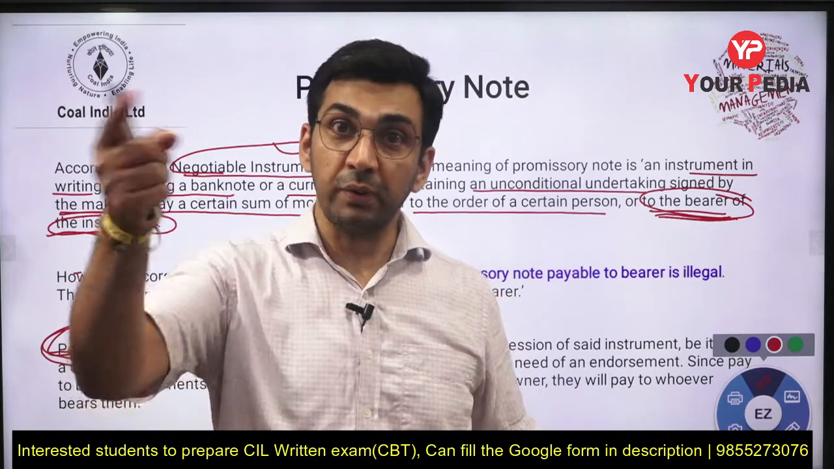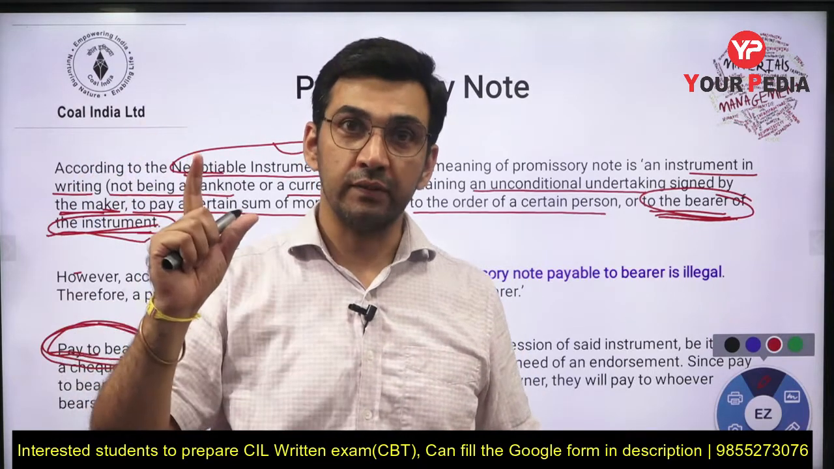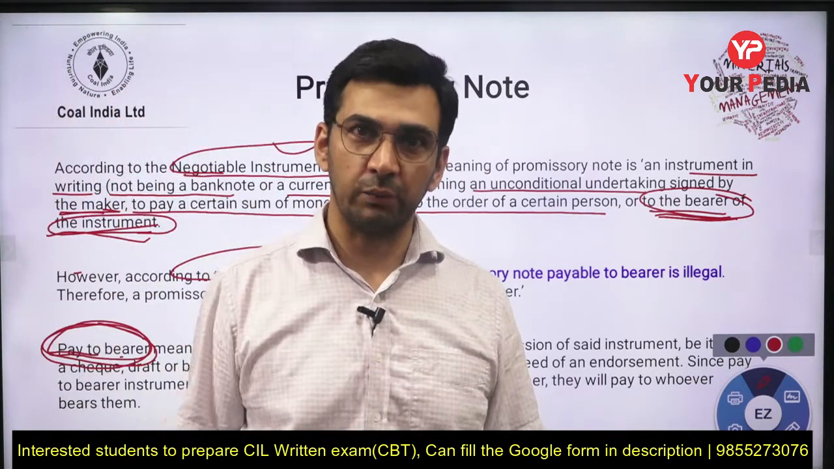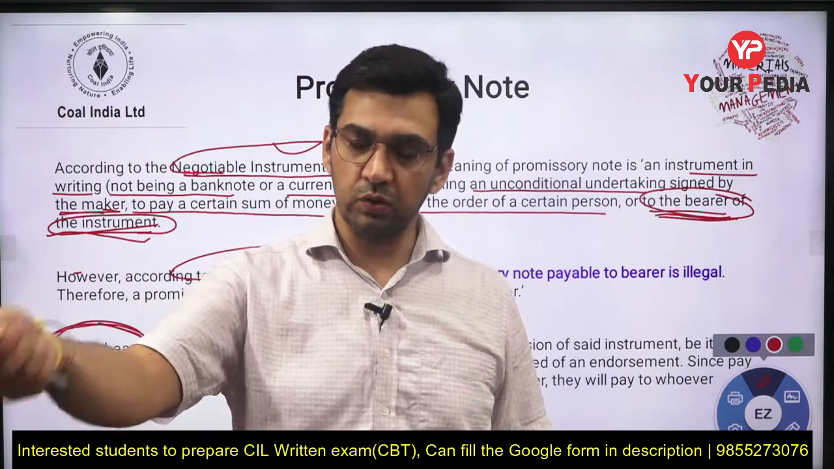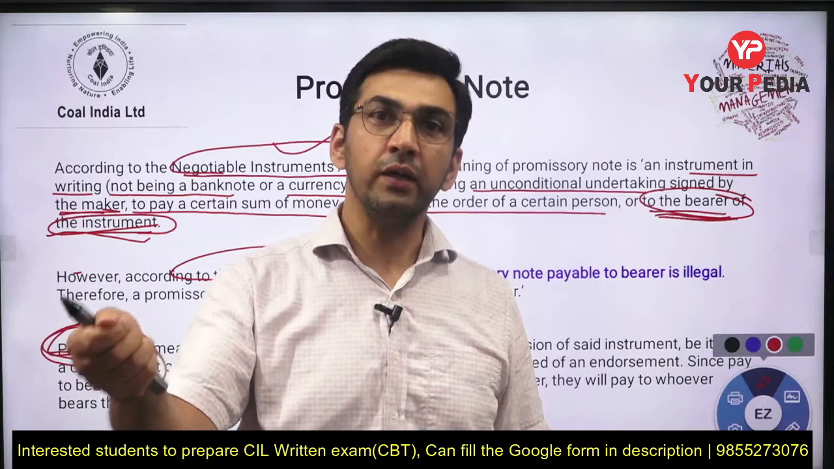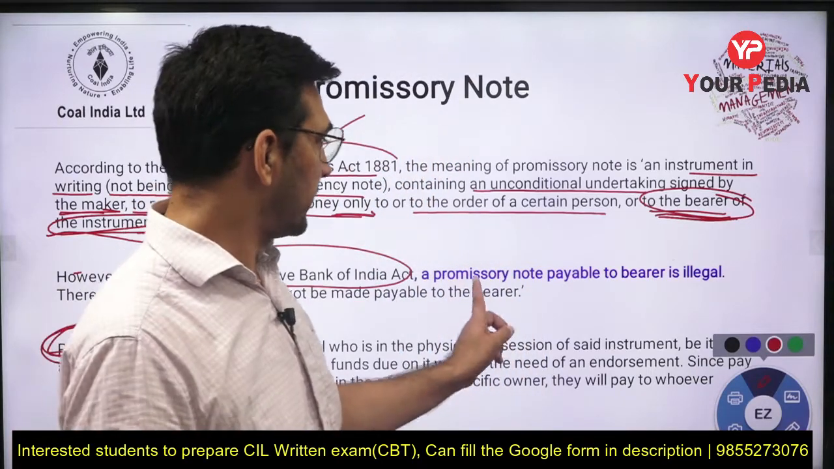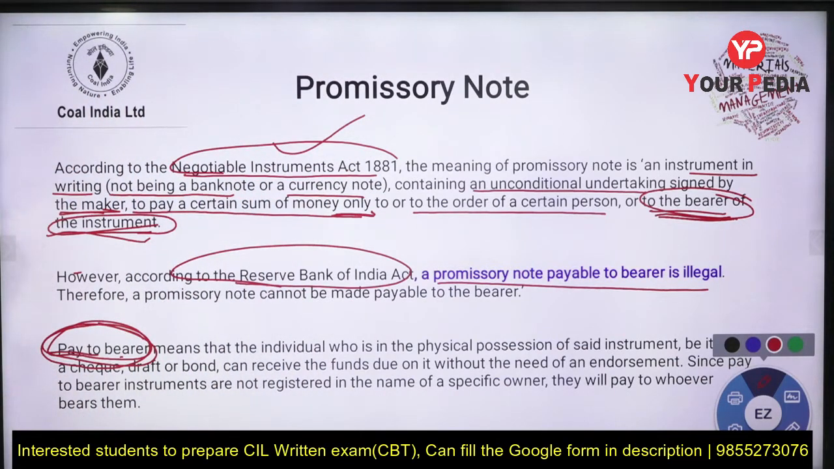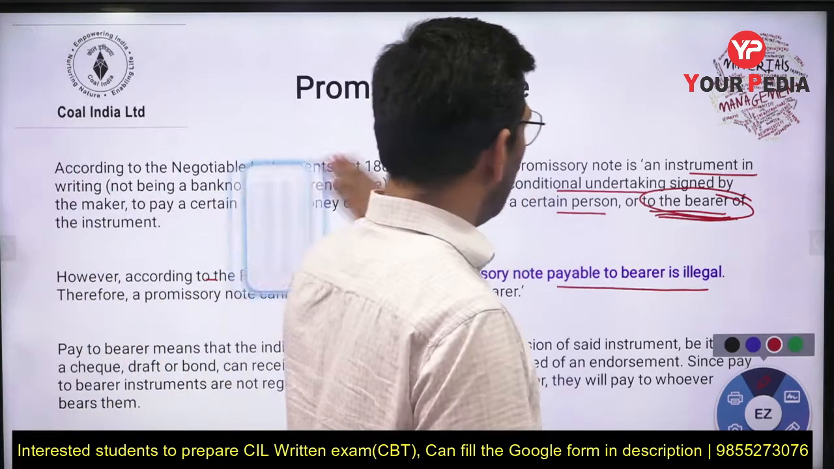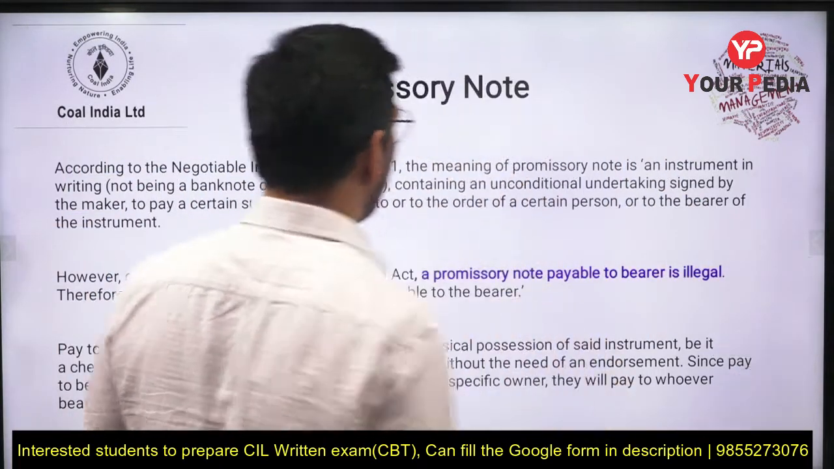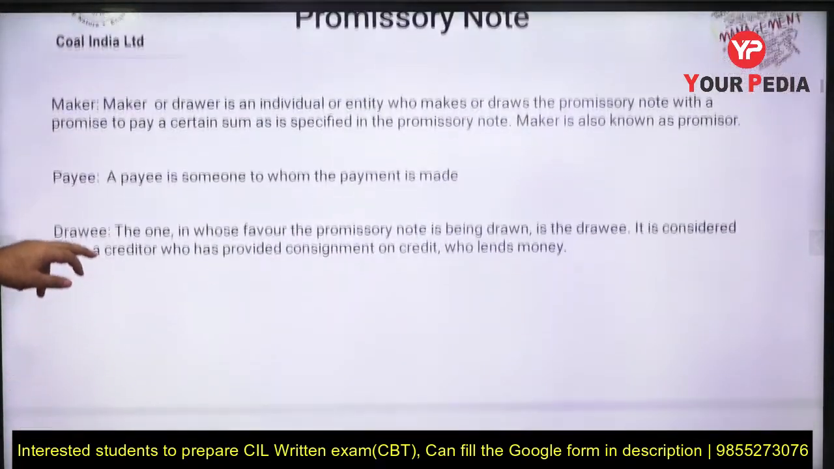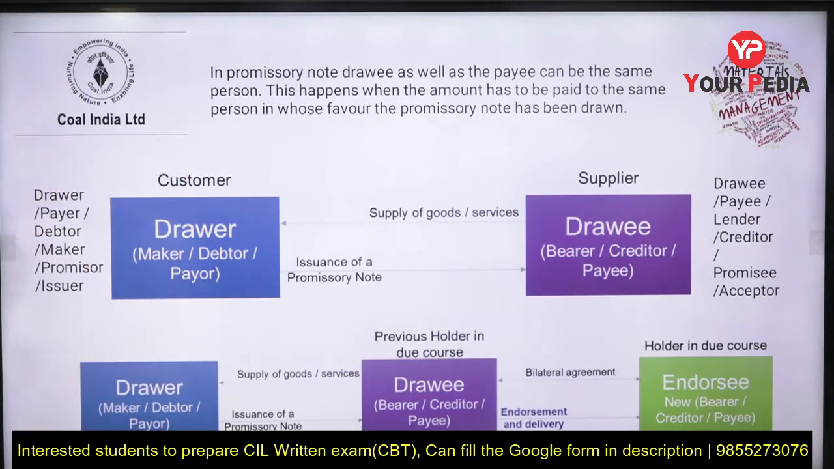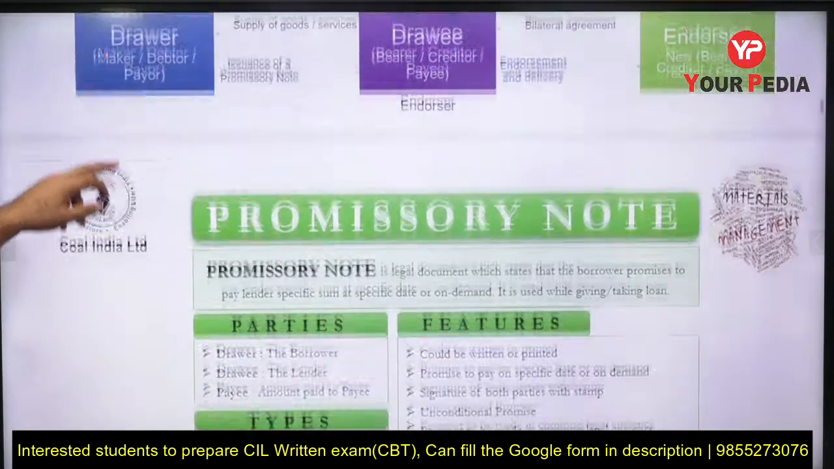But if you say pay to the bearer, pay to bearer means whosoever holds that cheque, A B C X Y Z, whichever person holds that cheque, if he goes to the bank then he can withdraw that money. That is the meaning of pay to bearer, that whosoever holds or carries that particular document can get the payment. But the RBI Act has made it illegal, so nowadays you can say a promissory note cannot be paid to the bearer. Okay, so this is how you have this promissory note. What it means and what kind of document it is I have already explained. Now let's move on to another kind of document.